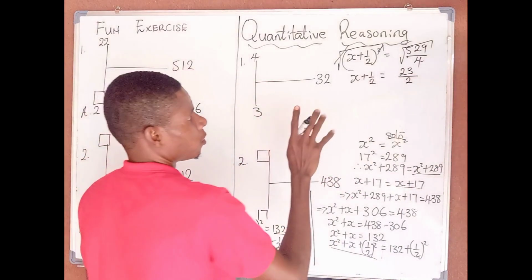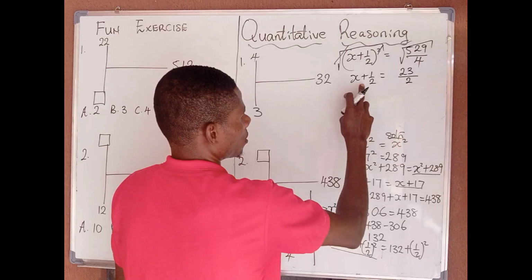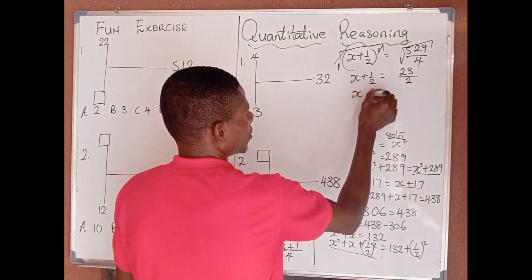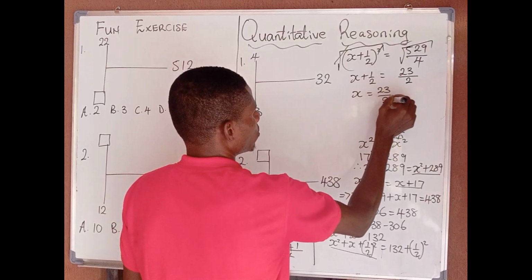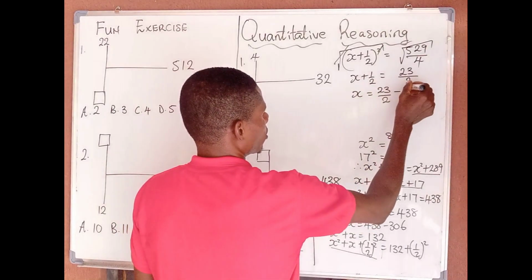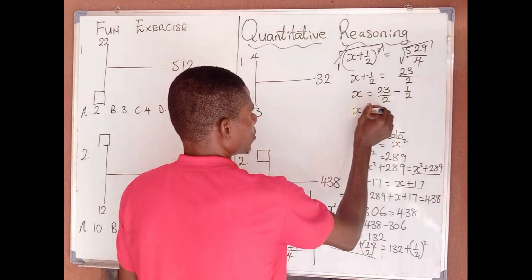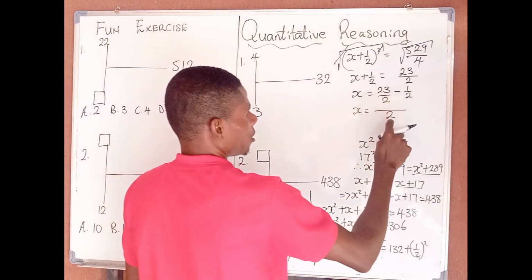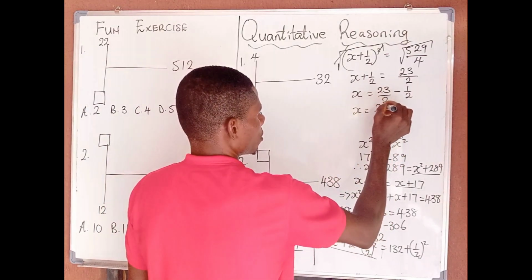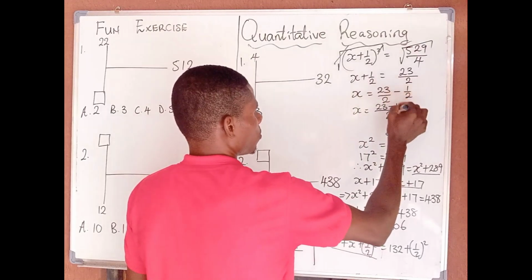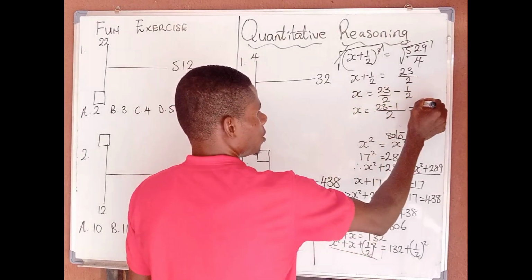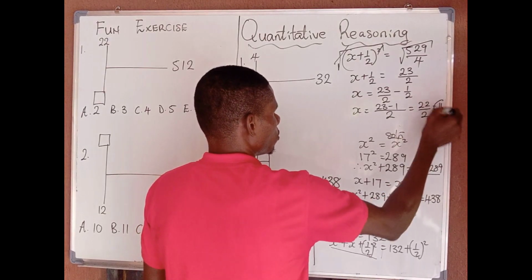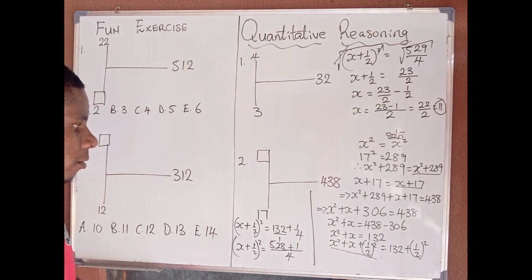Okay, all right. So we are now edging closer to the answer. So here is x. We make x the subject. We take this over. So here will be x equals to 23 over 2. Positive half crossing over becomes negative half. So x is equals to, LCM of these two denominators is 2. So 23 minus 1 is 22 over 2. And what is 22 divided by 2? This is what? 11. So x is supposed to be 11.